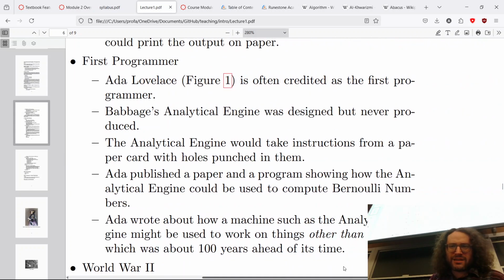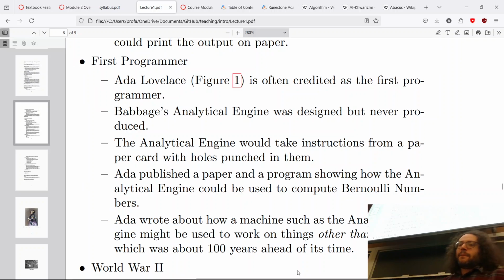So what makes her the first programmer? Babbage postulated this analytical engine that would do automatic computations of numbers, automatic calculations. He designed this machine, never was able to build it, that would take instructions from a paper card with holes punched in them, which eventually was an idea used in the 50s and 60s, right? And so they would publish. The programs would be basically these hole punch cards.